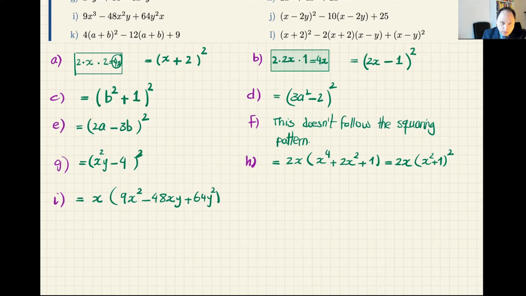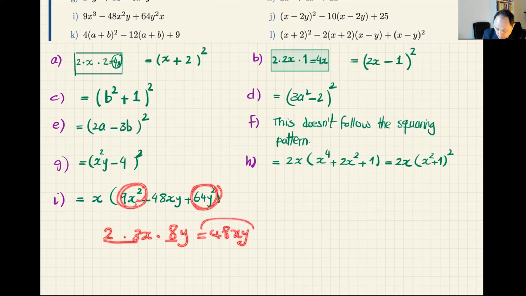So you did it partially correct, but this is not complete, because this on its own can be factorized more. I have 3 terms involved. 2 of them are complete squares. The square root of this one is 3x. The square root of this one is 8y, and let me myself multiply it by 2. 2 times 3 is 6, times 8 is 48xy. And 48xy is exactly the middle term with negative sign.